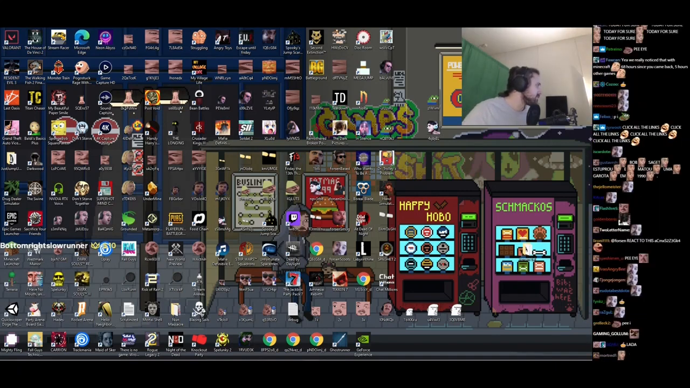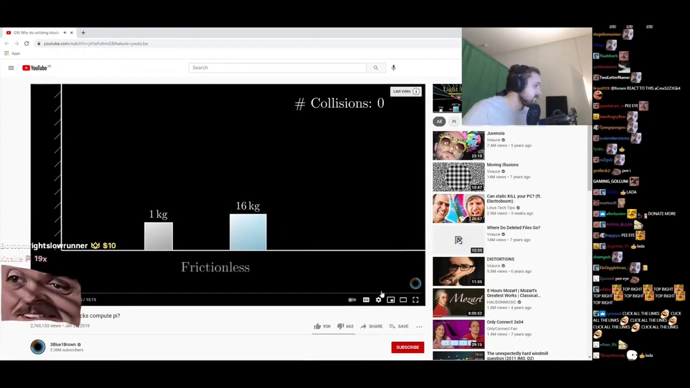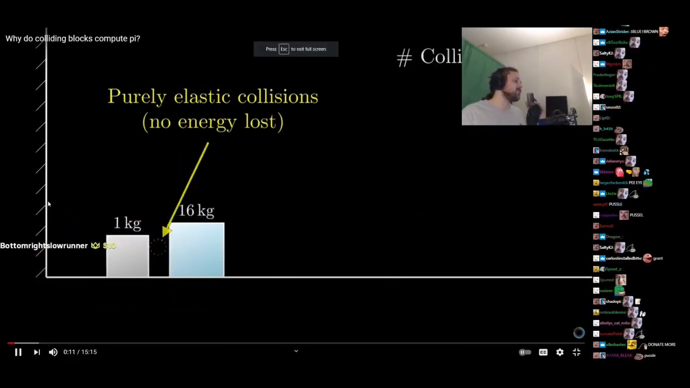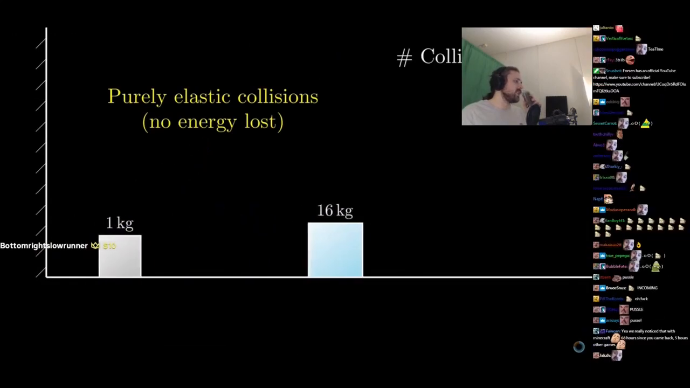Last video, I left you with a puzzle. Now this is the interesting setup involving two sliding blocks in a perfectly idealized world where there's no friction and all collisions are perfectly elastic, meaning no energy is lost.